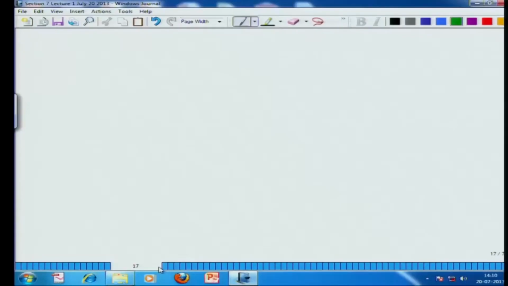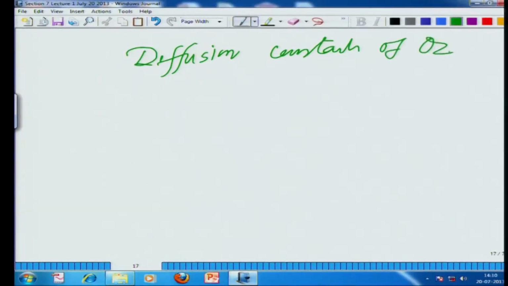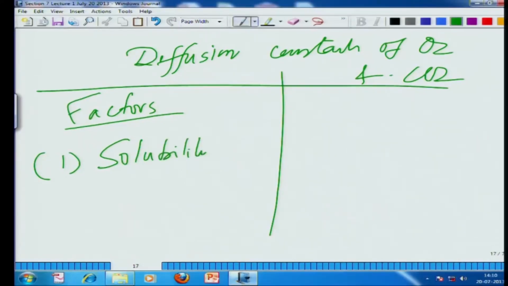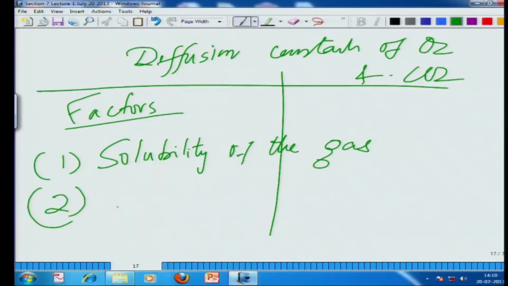Okay. Now, coming back to the diffusion aspect, the diffusion constants of oxygen and CO2. There are two factors which determine the diffusion. One is the solubility of the gas, obviously solubility in the air and in the water, and the second thing which determines it is the molecular weight.